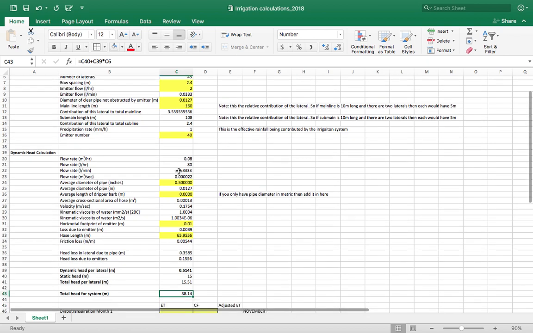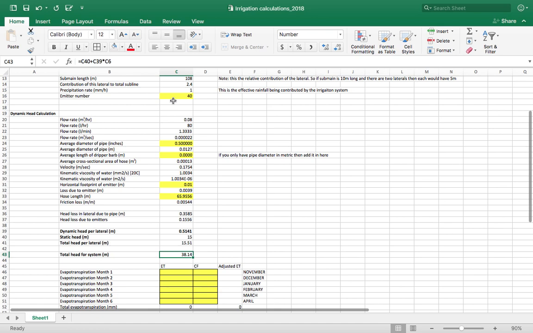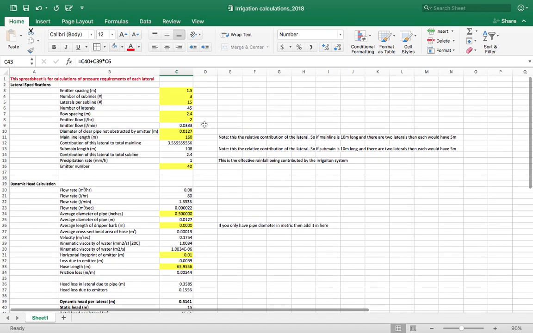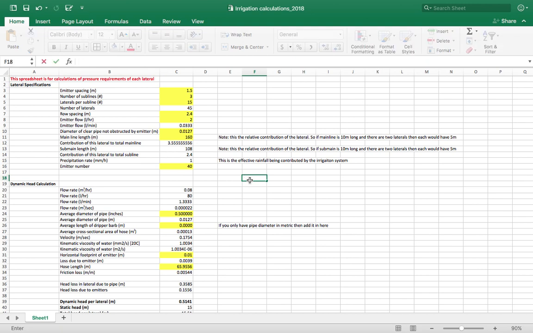multiplied by the number of emitters. Each lateral multiplied by the number of laterals. I think that's right. Yeah, it's 2 litres per hour per emitter. How many emitters do we have? We've got 40 per lateral, and there's 45 laterals. Let's just do this total volume. Total volume of flow, in litres per hour.